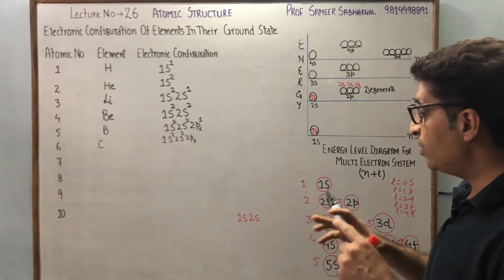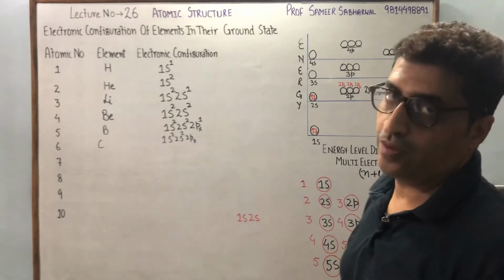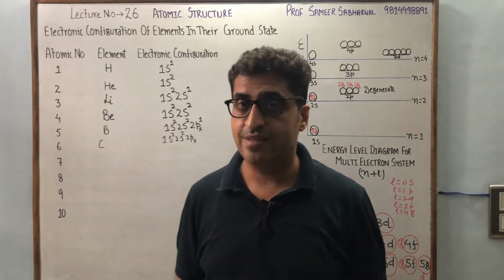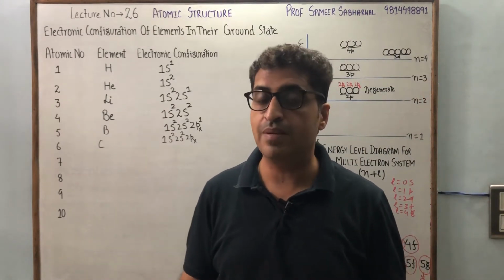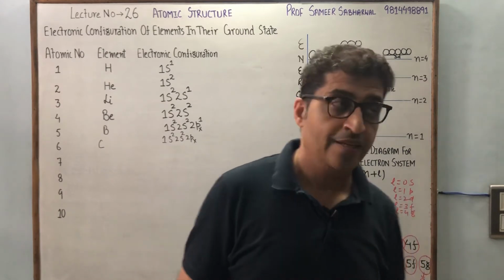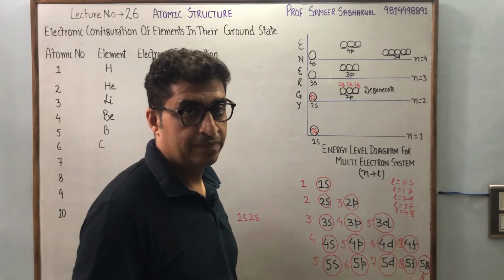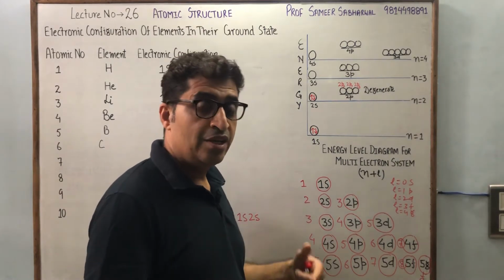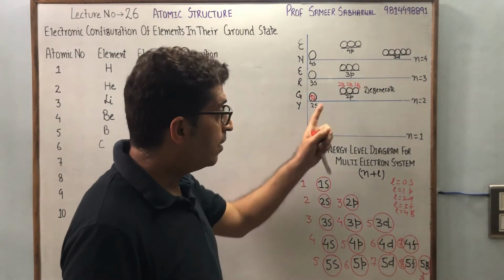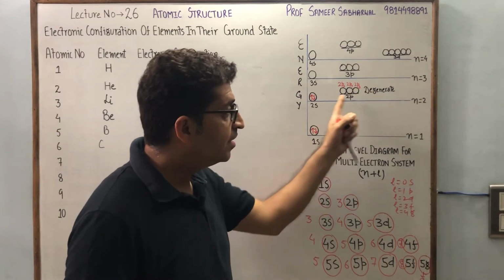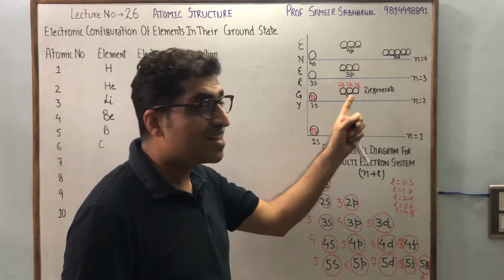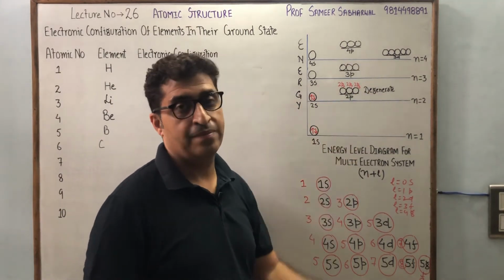For this, we should know Hund's rule. That rule says, Hund's rule of maximum multiplicity. That rule says electron pairing will not occur unless each orbital of approximately the same energy contains a single electron with the same spin.